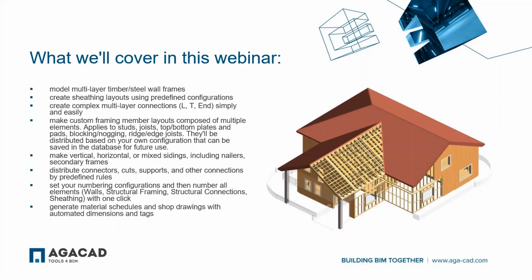In this webinar, you'll see how to model multi-framing, multi-layered timber or steel wall frames, create sheeting layouts, complex layer connections, make custom framing member layouts composed of multiple elements, generate vertical, horizontal, or mixed sidings, including nailers and secondary frames, distribute connectors, cuts, supports, and other connections, number all elements in one click, and generate material schedules and shop drawings with automated dimensions and tags.